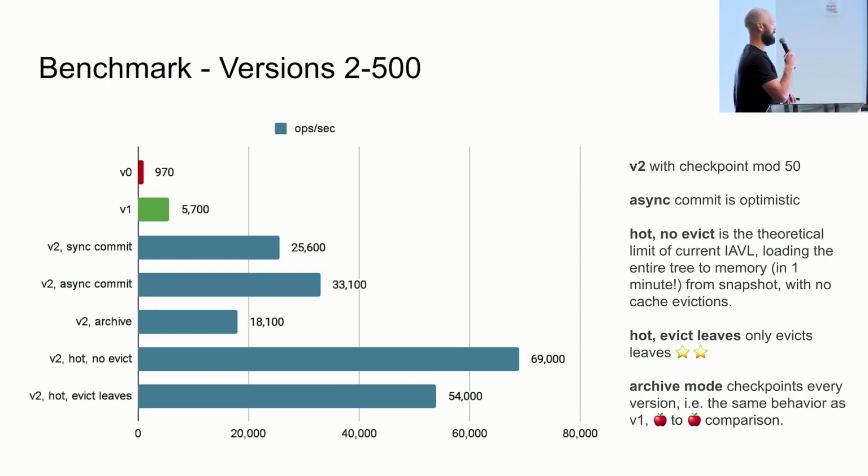But this is my favorite slide, and this is my favorite configuration: hot evict only leaves. This is where I got the 10x performance boost on V1 from, which is to say, essentially the whole tree is kept in memory except for the leaves, which for a binary tree is half the tree. So you can evict half your tree and save that memory, and you're going to disk just for leaves. You're not going to disk for inner nodes. Pretty cool. Oh, and ops per second are either a set or a delete. So one set or one delete. That's the metric.